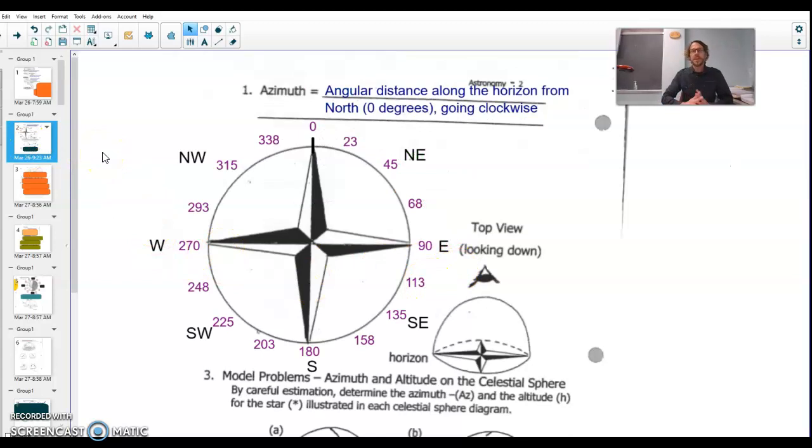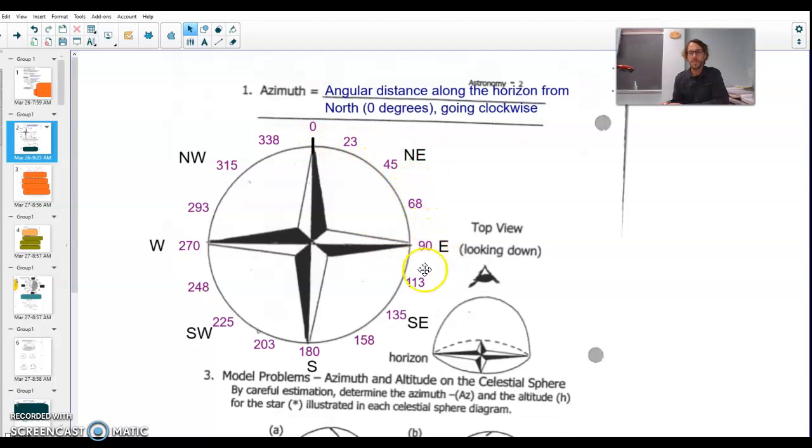The azimuth is the angular distance along the horizon from north, 0 degrees, going clockwise. I'm going to give you some time to fill this in. Now, this little star thing here is the flat part of the celestial sphere, the bottom of the celestial sphere. You see it here in this drawing lying down. We start at 0 degrees, which is due north, and then you can just fill in the degrees around it.